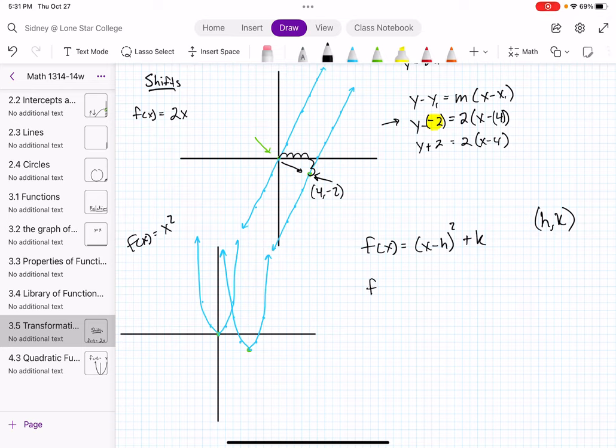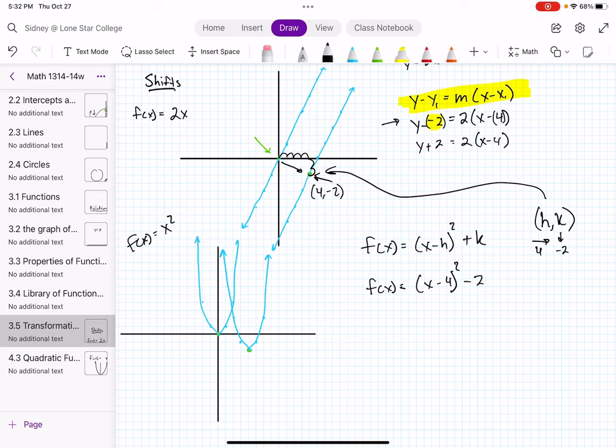And we would write that as f of x equals x minus 4 squared minus 2. Where h and k, similar to how we move that green point there, is where the vertex, the starting point, is going to move to. It tells us that we're going 4 steps to the right, and in this case, the -2 tells us 2 steps down.